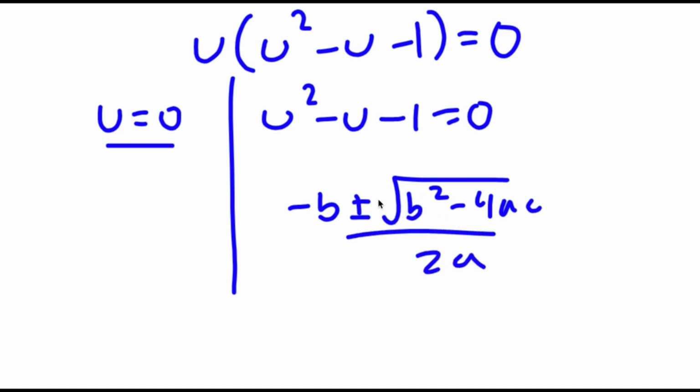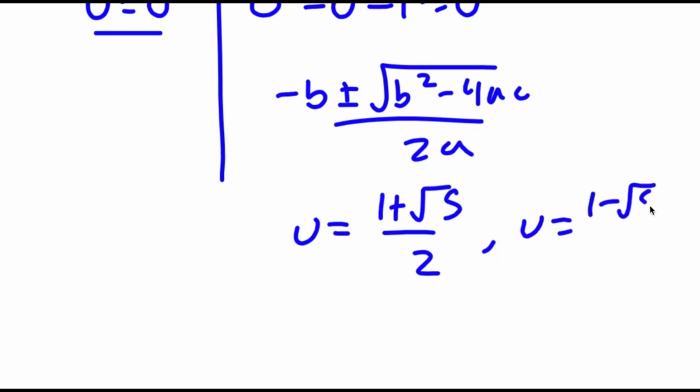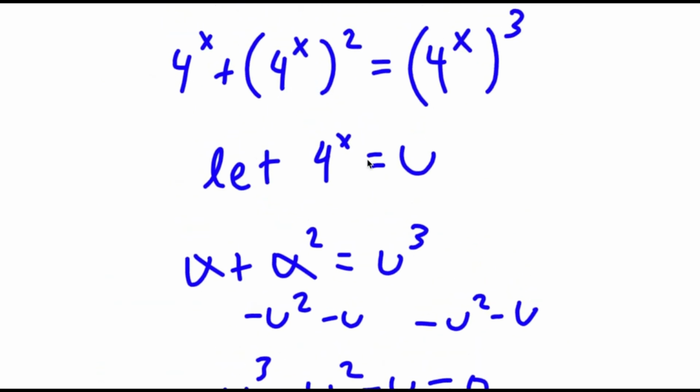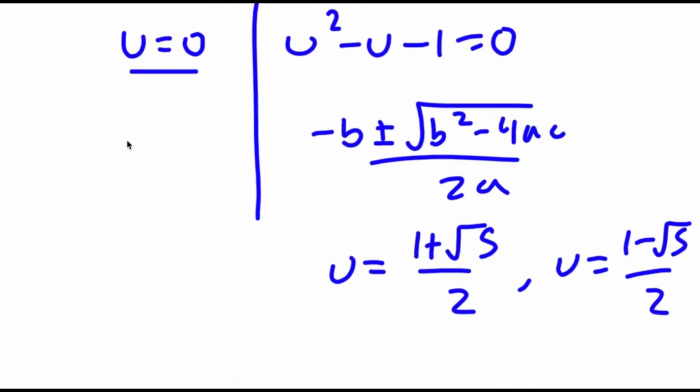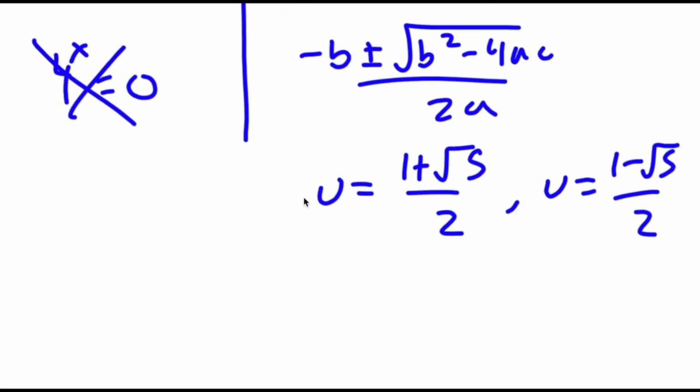So I'm not going to waste your time actually plugging everything into the quadratic formula, but you should end up getting u equals (1 plus the square root of 5) over 2, and u is equal to (1 minus the square root of 5) over 2. Now, remember how we set 4 to the power of x equal to u. So first, I have 4 to the power of x equals 0, and there's no solution to this because you can't take the power of a number and make it equal to 0.